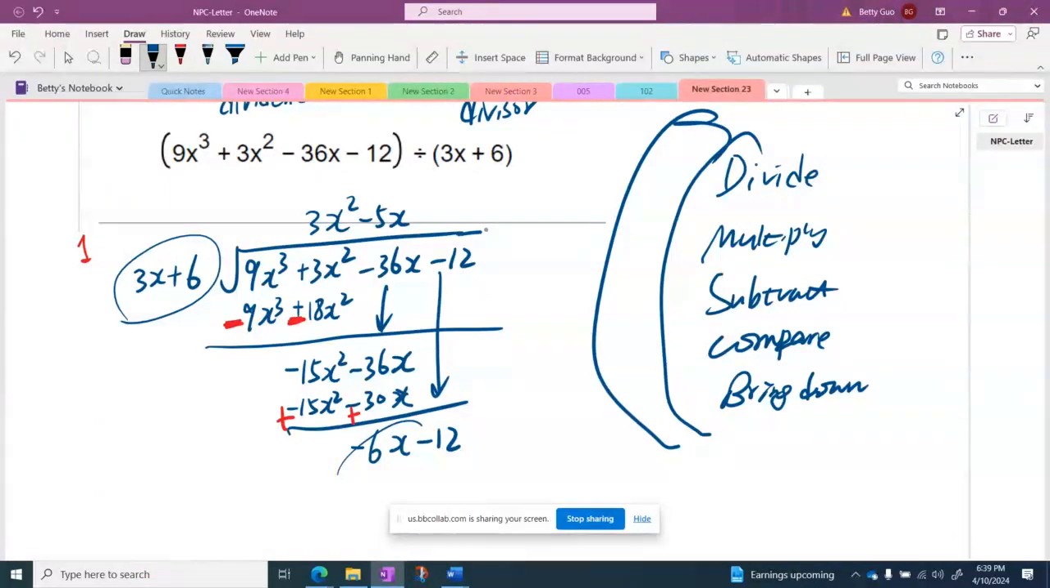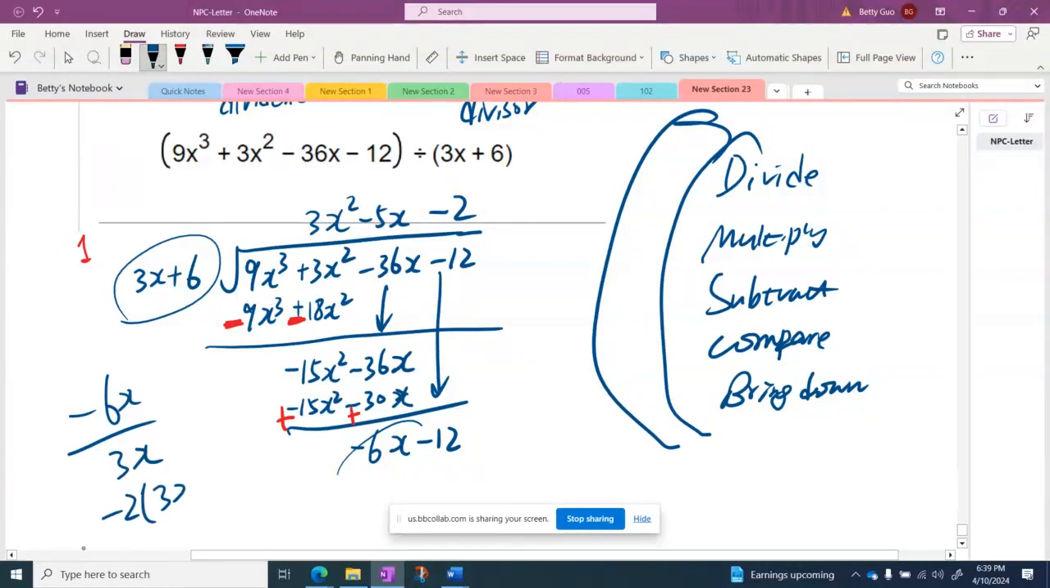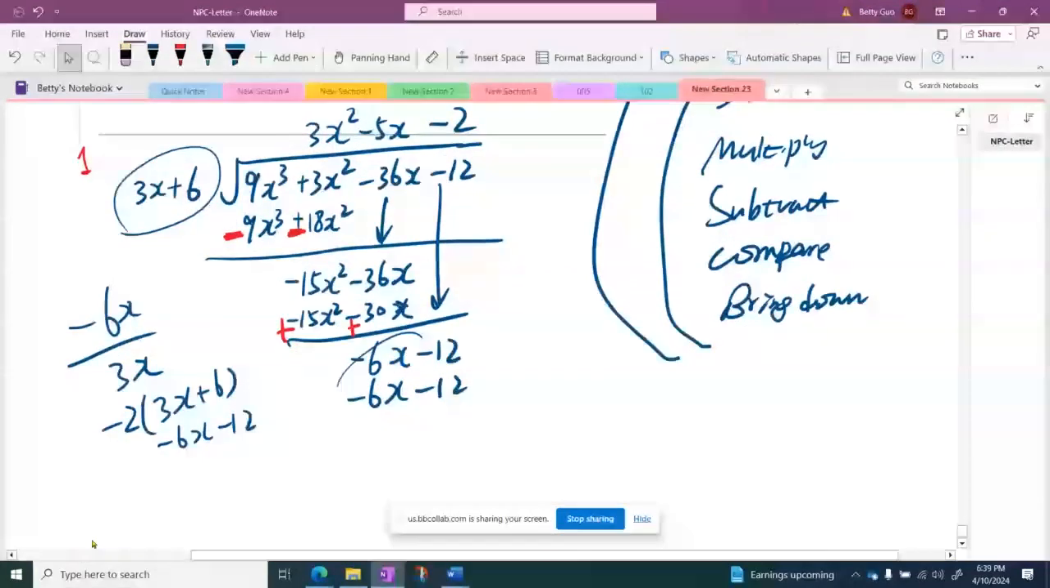Divide the leading term in the new dividend, which is negative 6x, by the leading term in the divisor, 3x. Quotient is negative 2. Put the quotient right here. And then multiply the quotient by the divisor, 3x plus 6. And then the result is negative 6x minus 12. And then put it here, negative 6x minus 12. And then subtract. This subtraction is very straightforward because they are the same thing, right? Negative 6x minus 12 minus itself, we have 0.